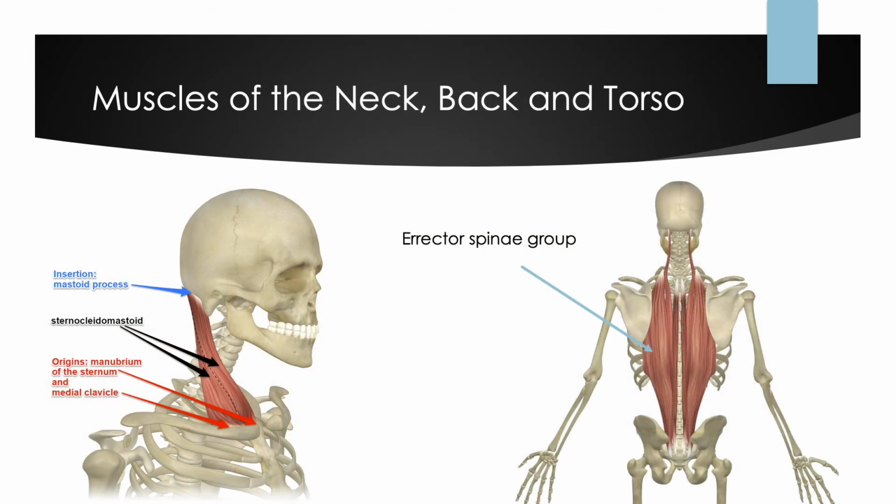Next, we're going to be talking about the muscles of the neck, back, and torso. So first we have the sternocleidomastoid, which is this really long muscle that extends from your mastoid process all the way down to your clavicle. Next we have what's called the erector spinae group, and this is actually a group of muscles, but all you really need to understand is that they help erect your spine, as the name suggests.